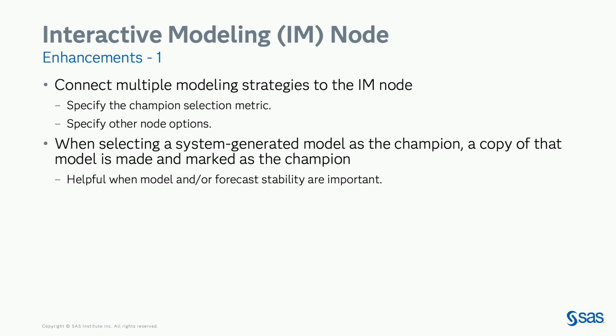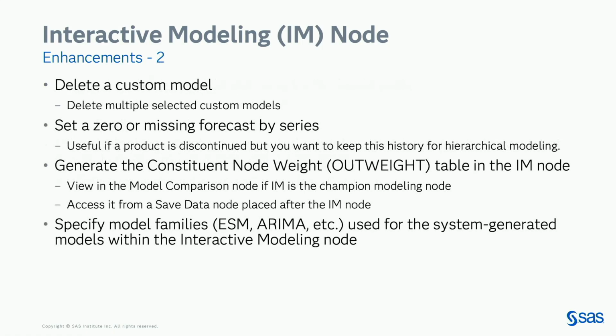You can connect multiple modeling strategies to the IM node, and you can specify the champion selection metric and other node options. The second new enhancement is the ability, when selecting a system-generated model as the champion, for a copy of that model to be made and marked as the champion.